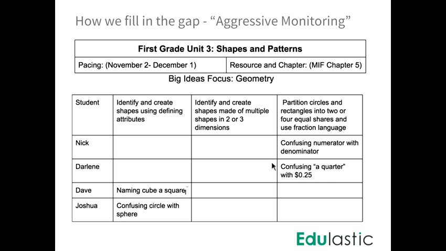So one of the big ideas is to identify and create shapes using defining attributes. As a teacher, you're walking around looking at student work, and you're seeing that one student might be naming a cube a square, or confusing it, and you write these little notes down. Same thing on the other side when they're talking about a quarter. Are they confusing it with money?